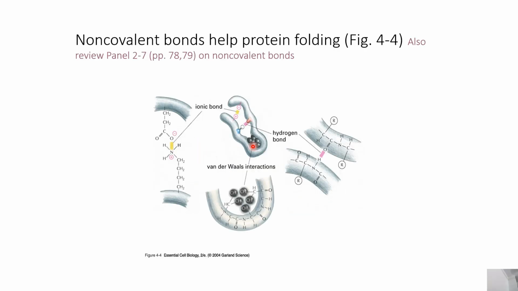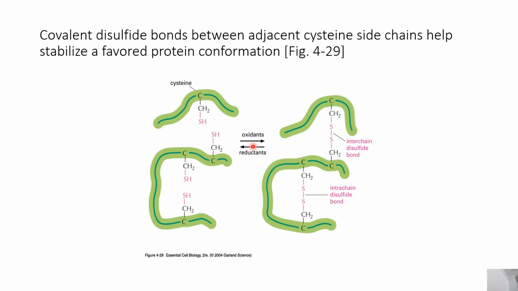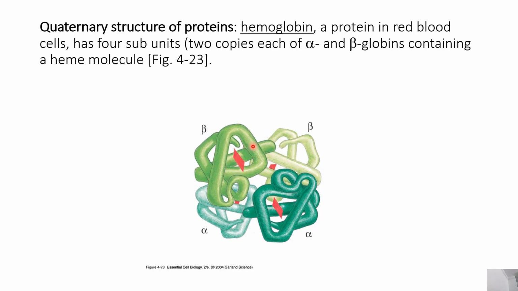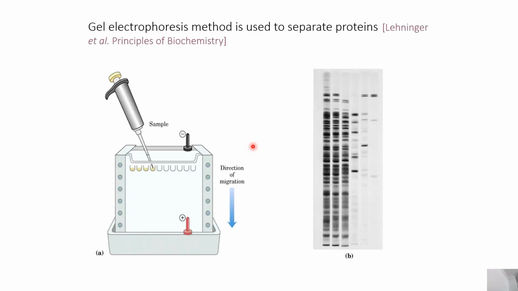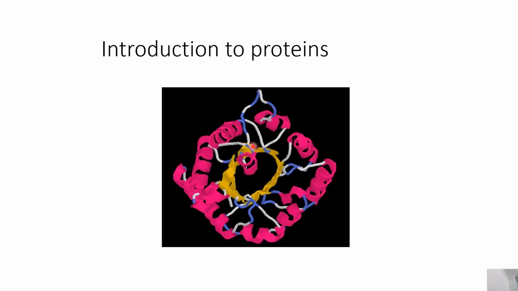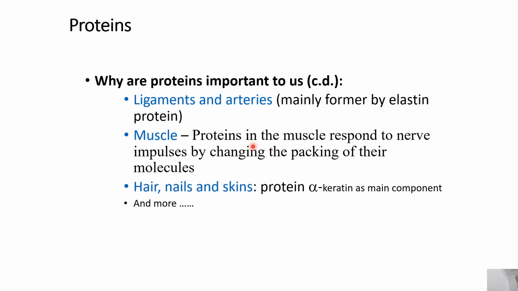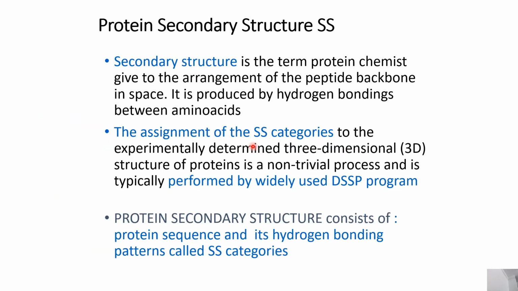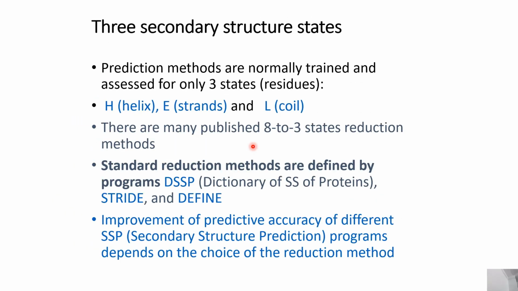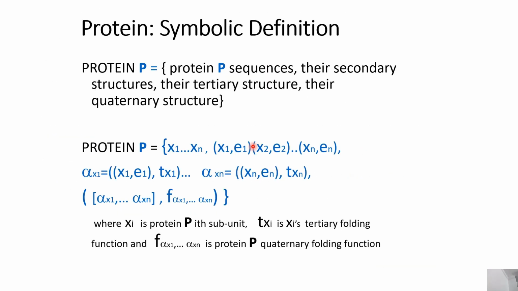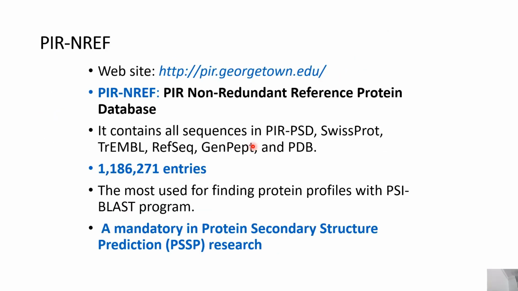Beta sheet, alpha helix, nothing new over here. Gel electrophoresis is used to separate proteins. Know about all of this, it's just a repetition. Nothing computational we are going into.